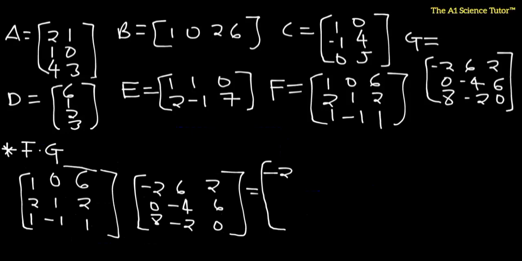Now, we need to use this whole row and multiply it with the first column for the first step, right? So we have 1 multiplied by negative 2, which of course gave us negative 2.